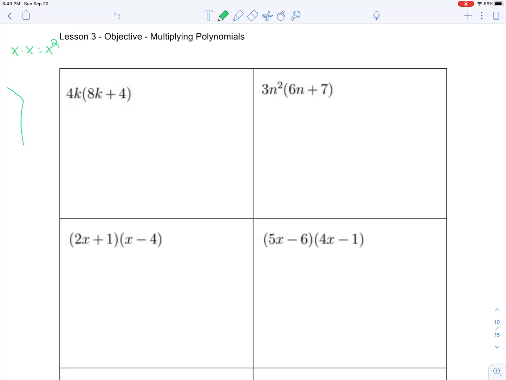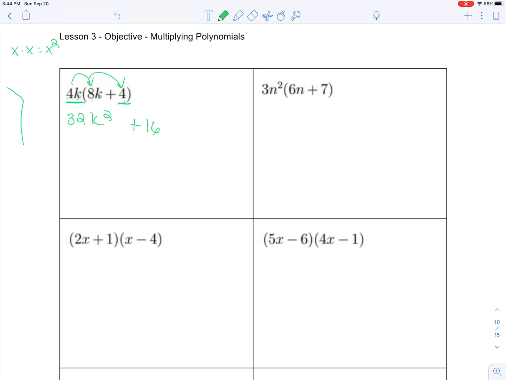All right, so in this first expression, we're multiplying a monomial by a binomial. And when we multiply a monomial by a binomial, we use the distributive property. So I'm going to distribute the 4k to everybody inside the parentheses. So 4k times 8k would be 32k squared. And then 4k times just plain 4 is 16. Notice how I'm multiplying coefficients and I'm adding exponents on the variables.